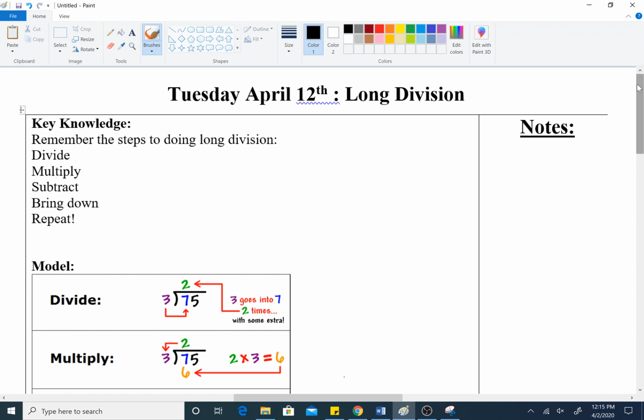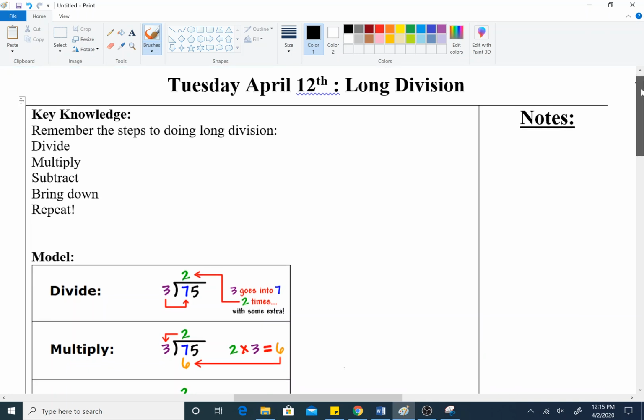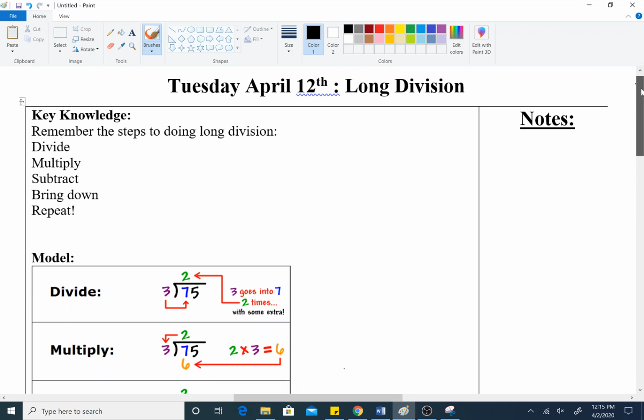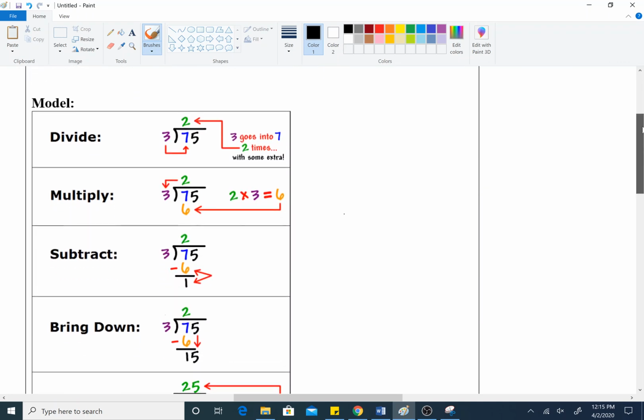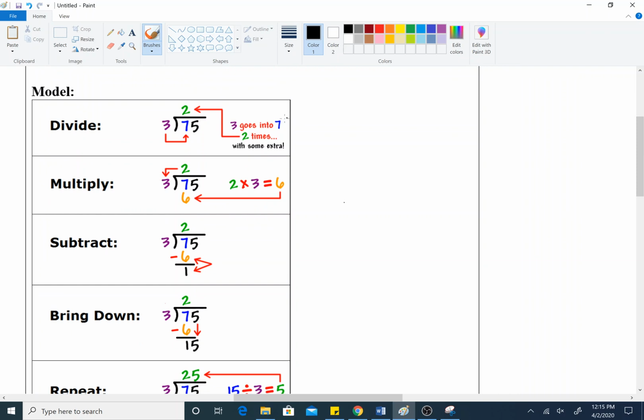So when we do long division, remember our steps here are to divide, multiply, subtract, bring down, and then repeat. On your packet, you have a little model that shows you. You divide, you see how many times your number on the outside of the house goes into the first number. Once you figure it out, you say, okay, I know 3 can go into 7 twice. I write it on top.